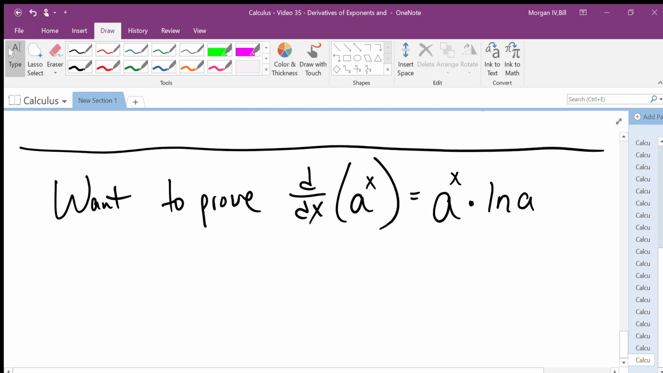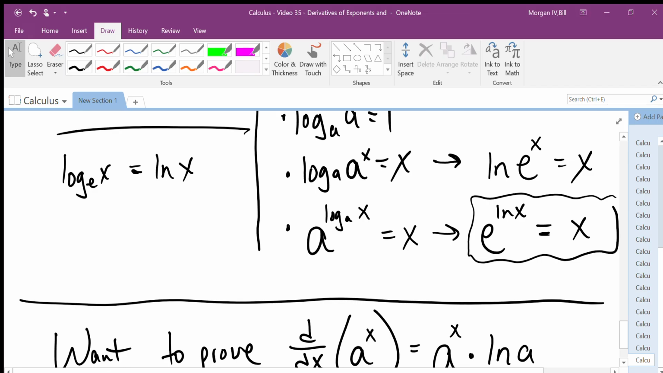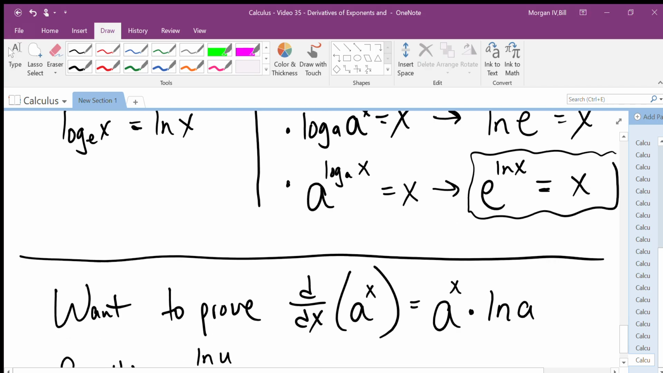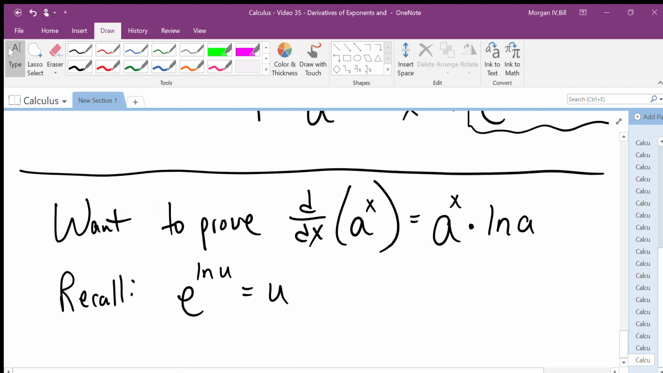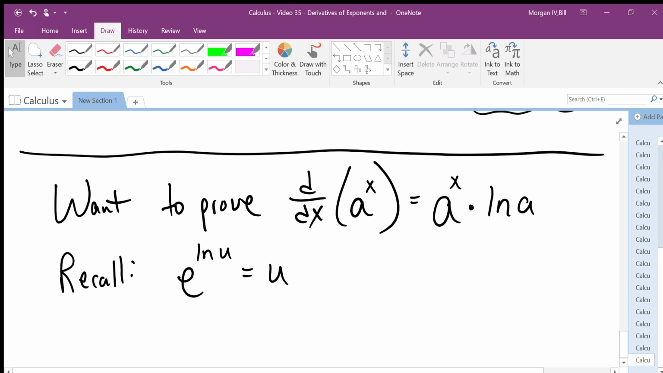To do so, let's recall a couple of things, the properties we just had above. Recall e to the natural log of u is equal to u. Okay, that's this right up here. e to the natural log of x is equal to x. Although I'm not going to just use x here, I'm going to use some other function, namely a to the x. So if you're picturing e to the natural log of u, think about this as e to the natural log of a to the x must be a to the x.